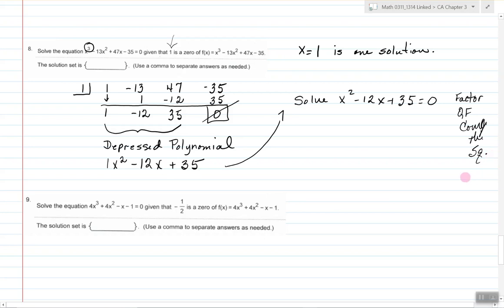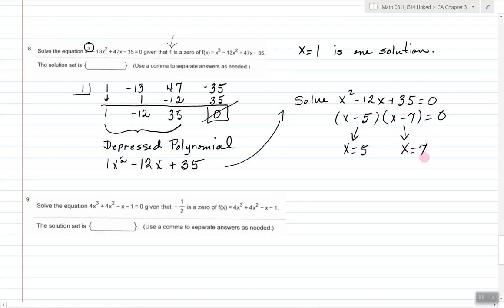Or sometimes you can use the square root property. You use the technique you want that will work. This one happens to be factorable. So I have x minus 5 and 7. If that's a factor, then x is equal to 5. If that's a factor, x is equal to 7.